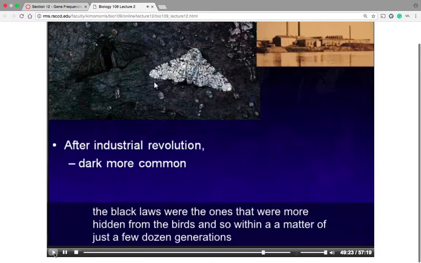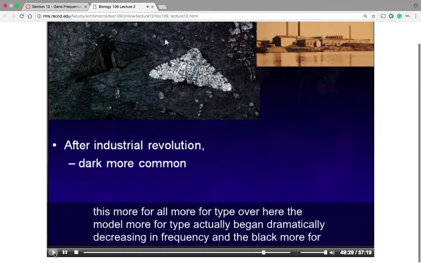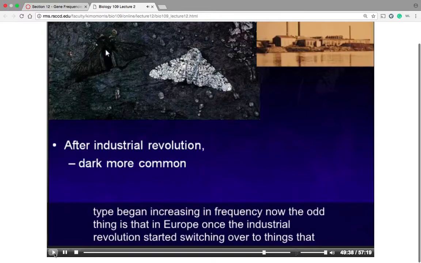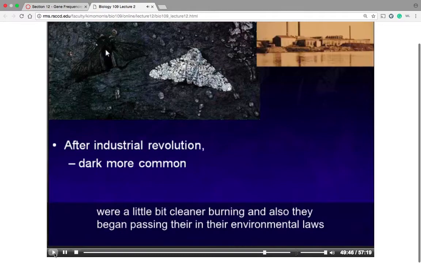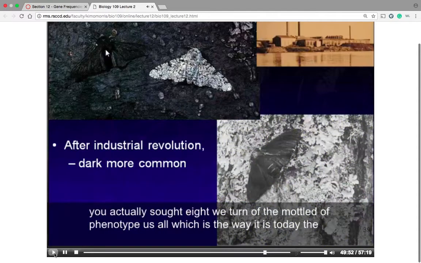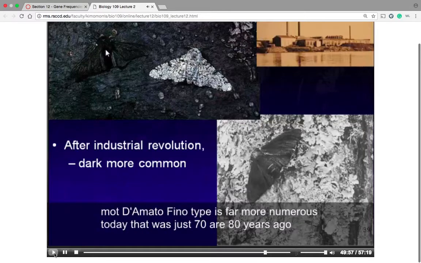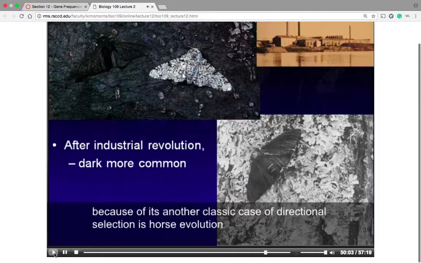And so within a matter of just a few dozen generations, this morphotype right over here, the mottled morphotype, actually began dramatically decreasing in frequency, and the black morphotype began increasing in frequency. Now, the odd thing is that in Europe, once industry started switching over to things that were a little bit cleaner burning, and they began passing environmental laws, you actually saw a return of the mottled phenotypes, which is the way it is today. The mottled phenotype is far more numerous today than it was just 70 or 80 years ago because of this.